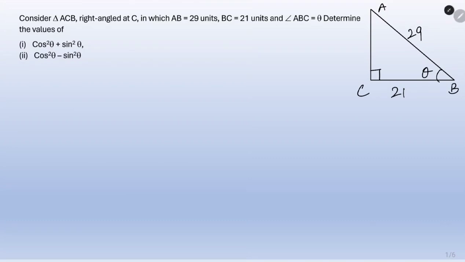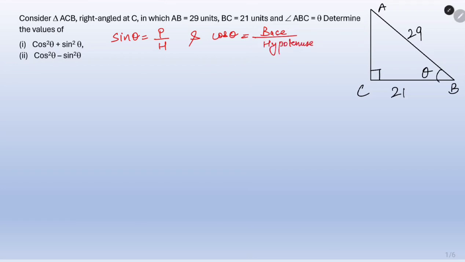Given in the question, in triangle ACB, AB is 29 units, BC is 21 units, and angle ABC is theta degree. Determine the values of cos square theta plus sin square theta and cos square theta minus sin square theta. As we know, sin theta is equal to perpendicular upon hypotenuse, and cos theta is base upon hypotenuse.